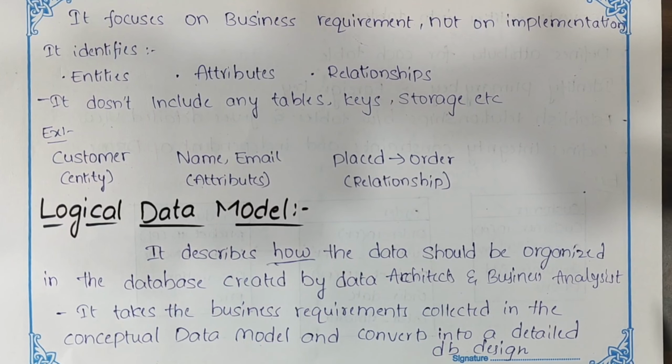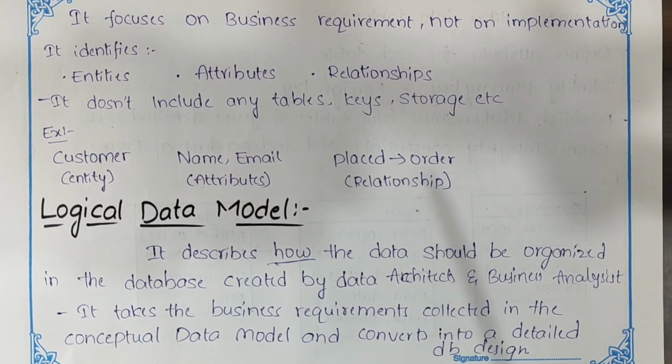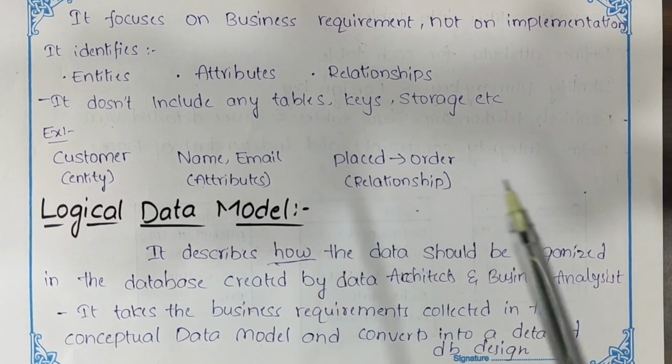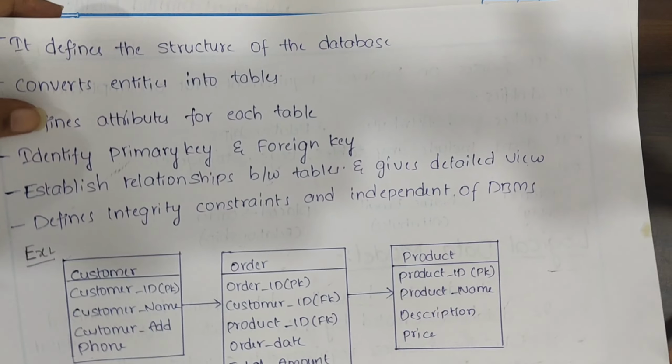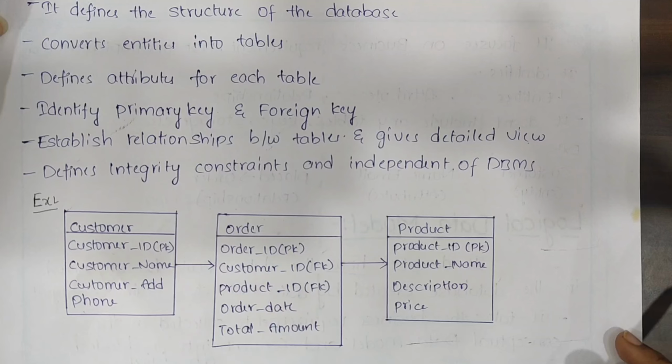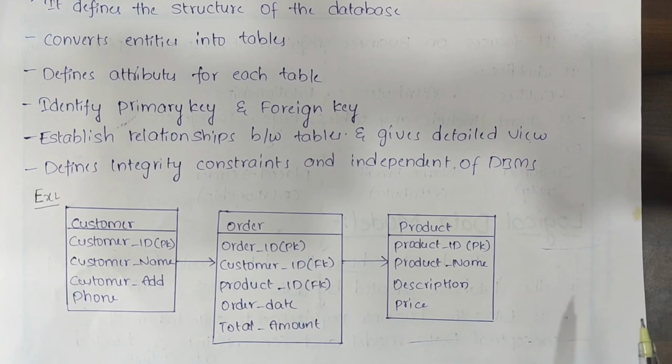Let's go to the logical data model. Once the business requirements are collected, the next step is the logical data model. The logical data model describes how the data should be organized. It takes the information collected in the conceptual data model and converts it into a detailed database design. Here, every entity becomes a table and every attribute becomes a column of the table.